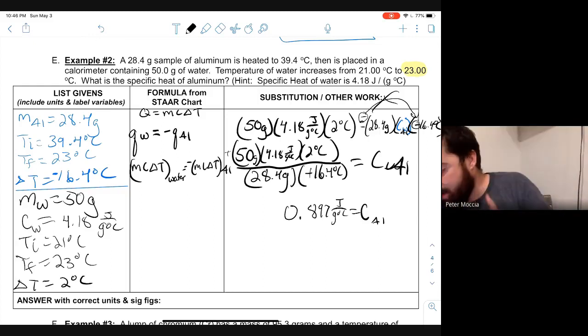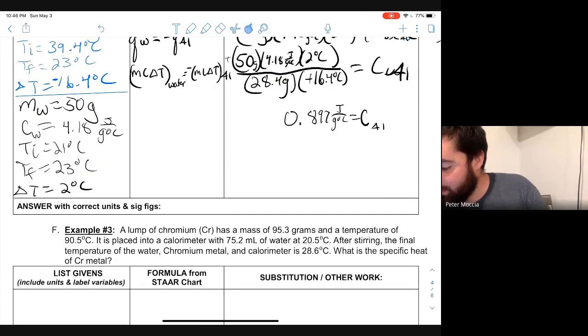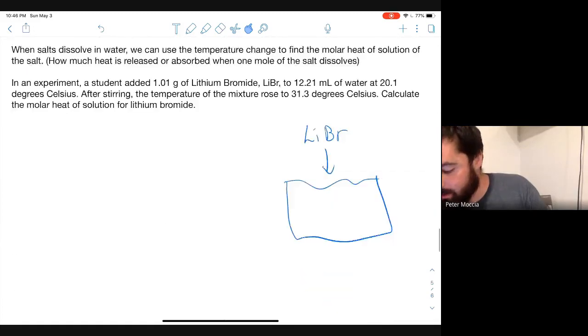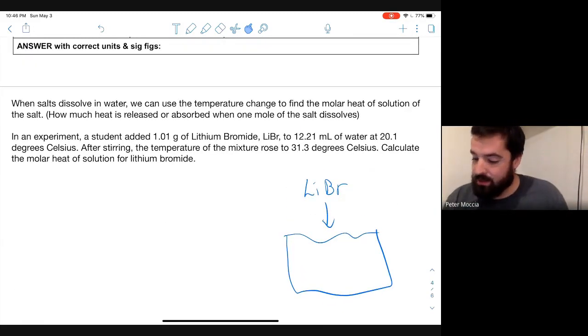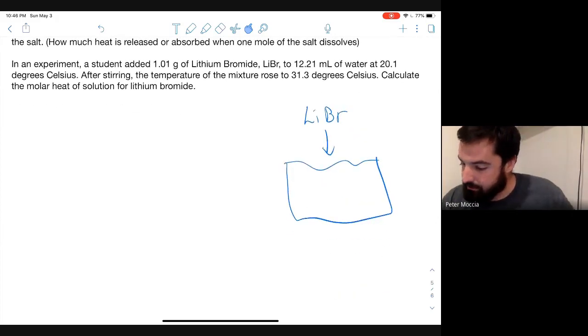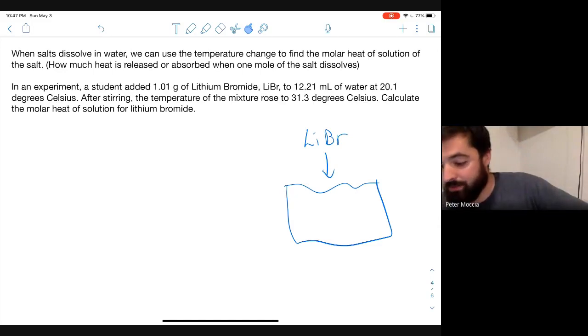Okay, so I happen to know that that is the specific heat of aluminum. No big deal. I know that. So that's the correct answer. So the last type is the molar enthalpy of solution problem, and these are the most involved ones.